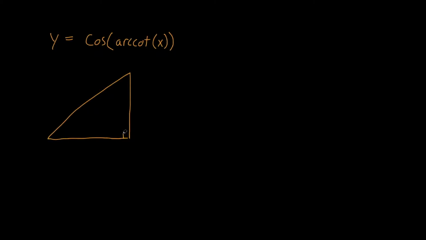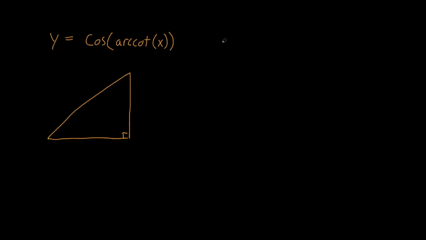We're going to take the derivative of the cosine of the arc cotangent of x. And to start off, we're going to draw a right triangle to help us sort out the trigonometric functions on the right side of the equation.